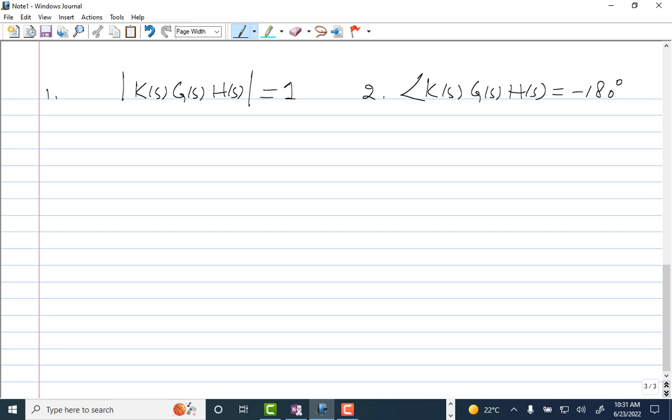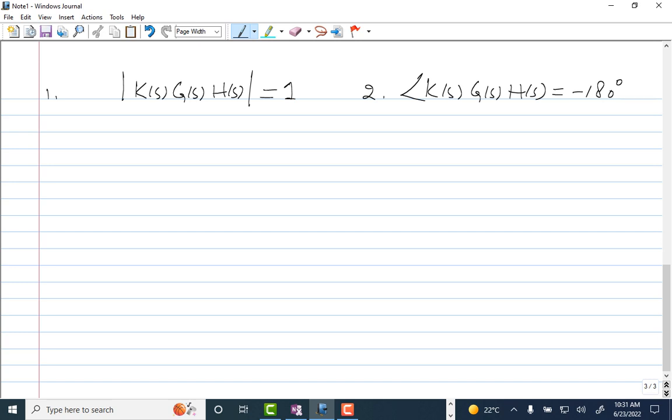If you remember the criteria that we normally use to design, there are two criteria. First one is the magnitude one: the magnitude of K of s, G of s, H of s, in our case, is 1. Second criterion is the angle one: the angle of K of s, G of s, H of s is equal to minus 180 degrees. So these are two criteria based on which we will try to design our controller.